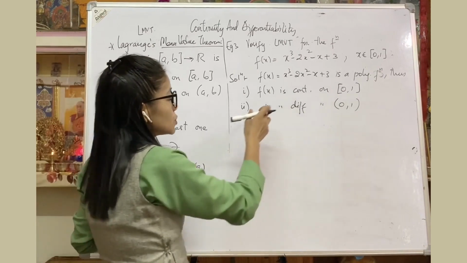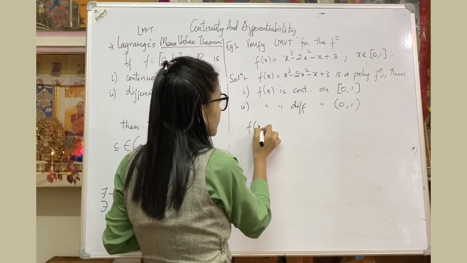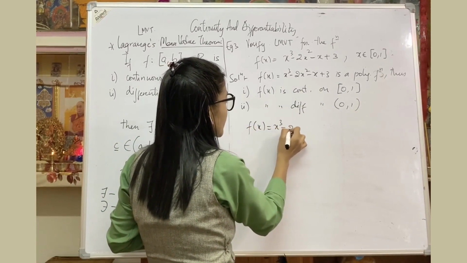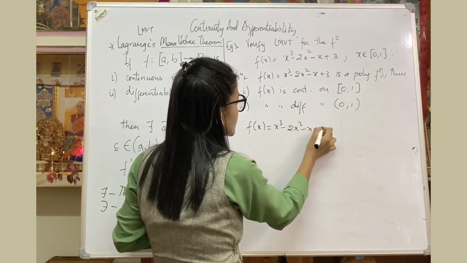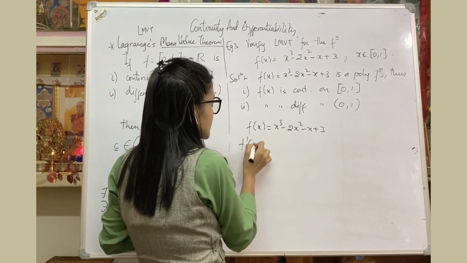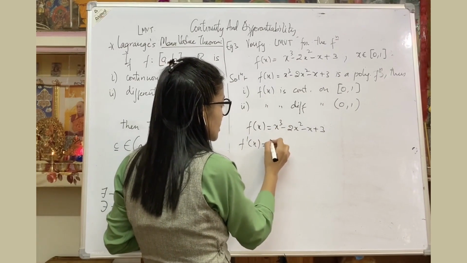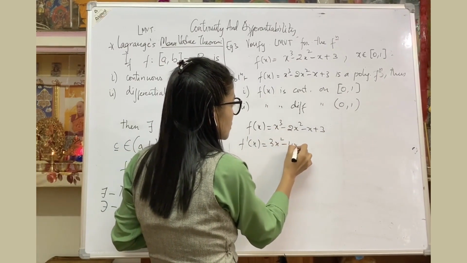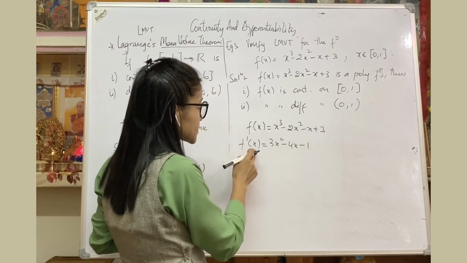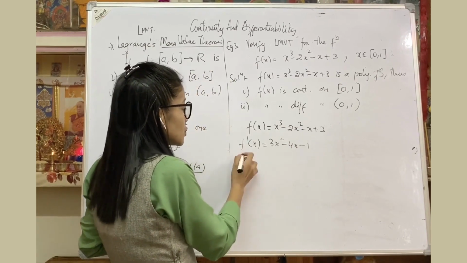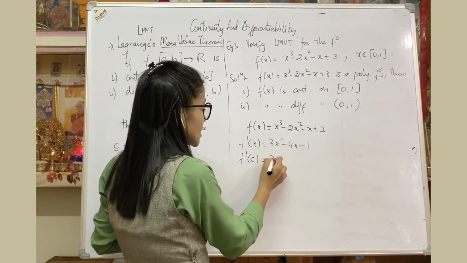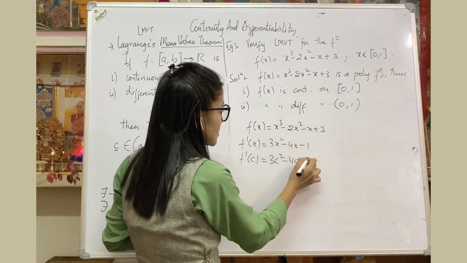We have f of x equals x cubed minus 2x squared minus x plus 3. First you will find f dash of x, that is 3x squared minus 4x minus 1. Then you find f dash of c, that is 3c squared minus 4c minus 1.